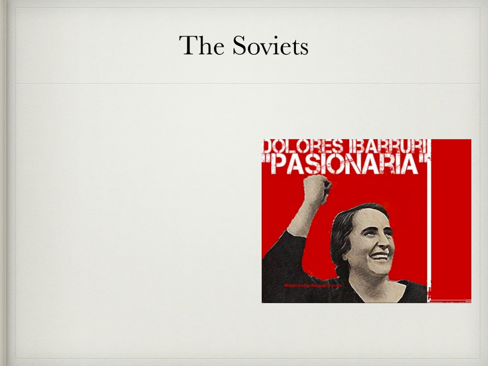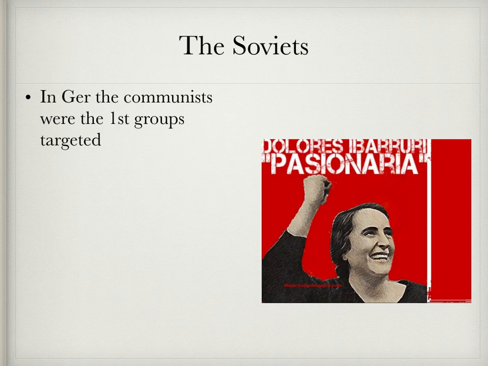Now we'll look at the Soviet Union. Within Germany, the communists were the first group targeted by the National Socialists, a sworn political enemy of Adolf Hitler. The communists were the first group to be attacked.